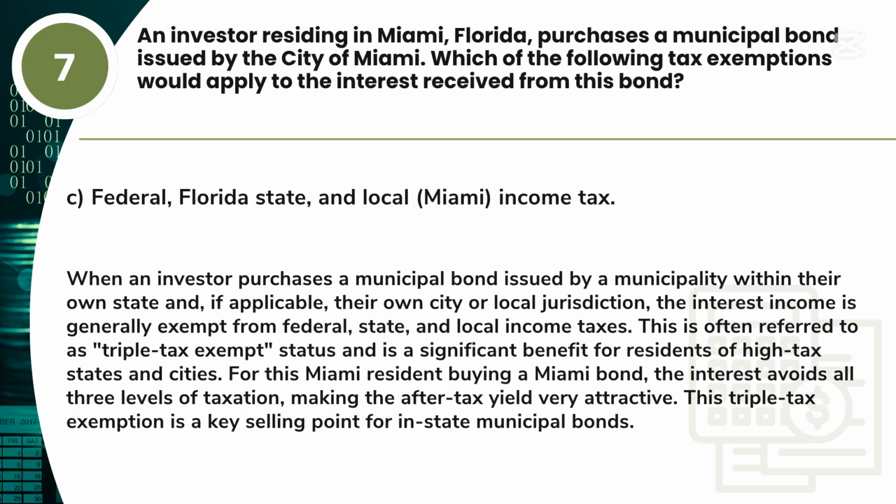Answer: C. Federal, Florida state, and local, Miami, income tax. When an investor purchases a municipal bond issued by a municipality within their own state and, if applicable, their own city or local jurisdiction, the interest income is generally exempt from federal, state, and local income taxes. This is often referred to as triple tax exempt status and is a significant benefit for residents of high-tax states and cities. For this Miami resident buying a Miami bond, the interest avoids all three levels of taxation, making the after-tax yield very attractive. This triple tax exemption is a key selling point for in-state municipal bonds.